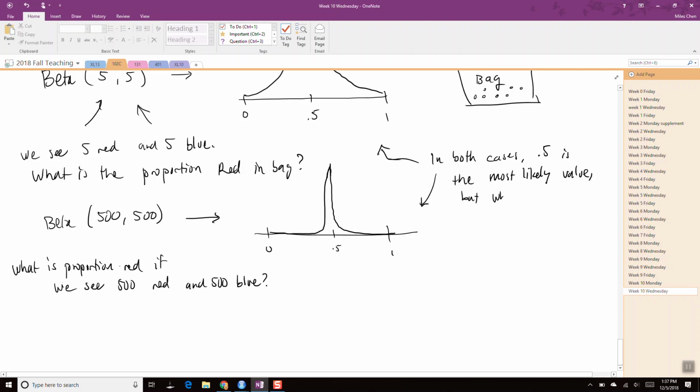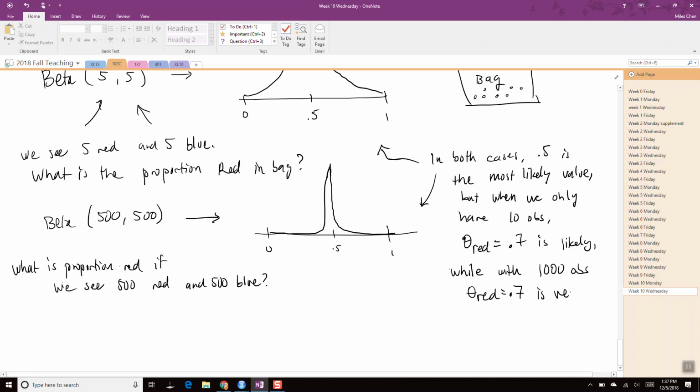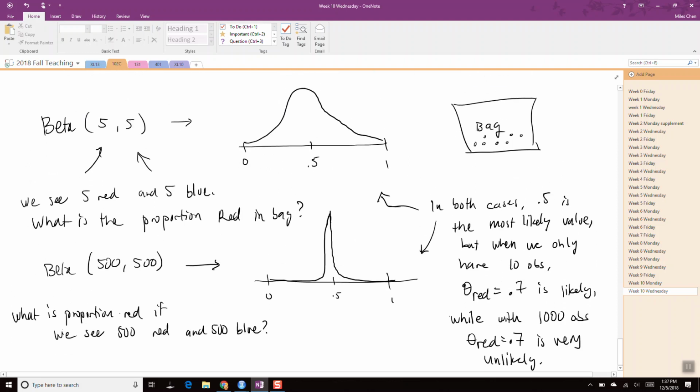But when we only have 10 observations, theta red equal to 0.7 is still kind of likely, while with 1,000 observations, theta red equal to 0.7 is very unlikely. So that's how the beta distribution works. You put in your pseudo count of how many red and how many blue you've seen, and it'll say the proportion of red is this, and it looks like this.